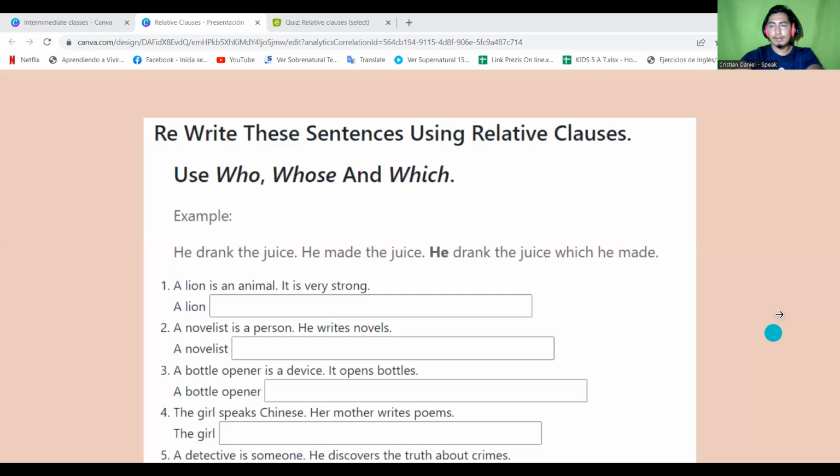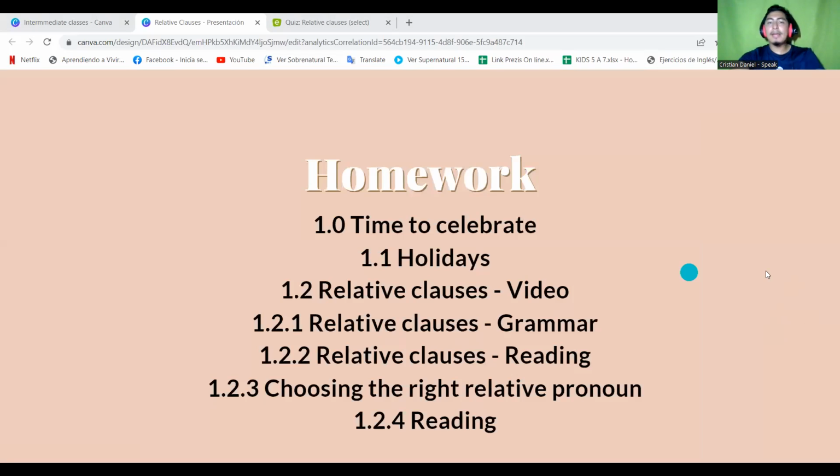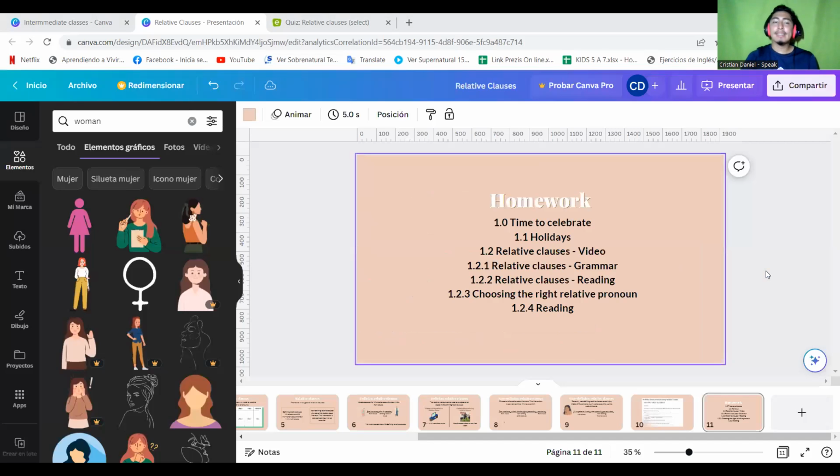So everybody, let me show you our activities for our next class. Okay, everybody, our homework. Please try to work on the following activities on the platform. I'm sorry for speaking Spanish, but it's really, really important.